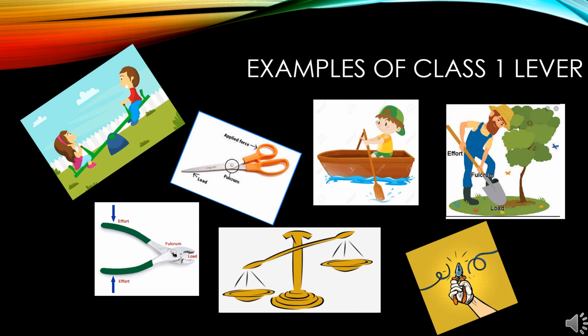Let's learn more about this lever with some examples. Some examples of this class of lever are beam balance, seesaw, pair of scissors, pliers, a wire cutter, crowbar, claw hammer, the oar rowing a boat, handle of a hand pump. All these are the examples of Class 1 lever. In all these examples, it can be seen that fulcrum is in between load and effort.